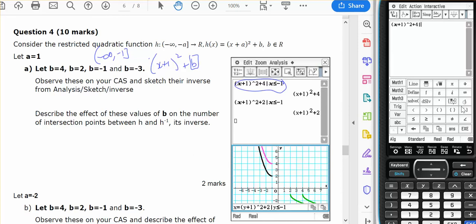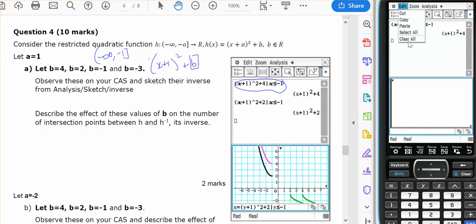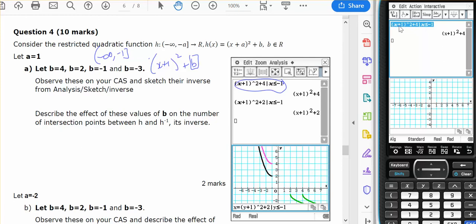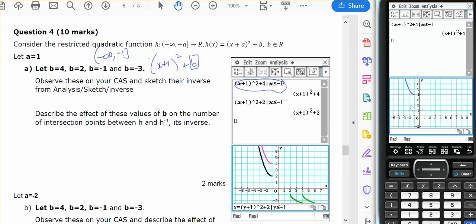But what I'm going to do is put this restriction in where x is less than or equal to -1 and press XE, because when I then drag and drop all of this, including the restricted domain, it only draws the bit that's expected. And if I do analysis, sketch, inverse, there's the inverse, and they obviously do not intersect. So when b equals 4, no intersection.